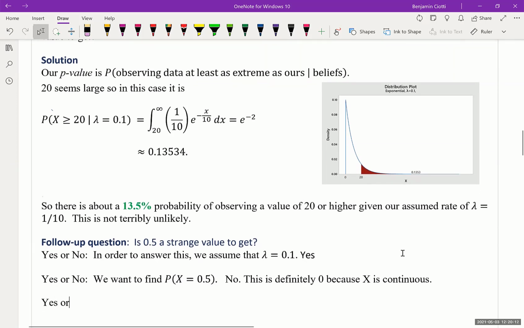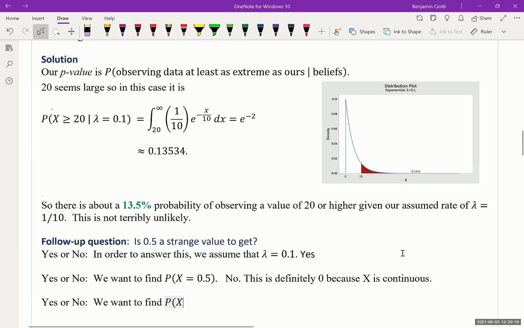Okay, fine. Yes or no? We want to find then the probability that x is greater than 0.5. Yes or no to this one?